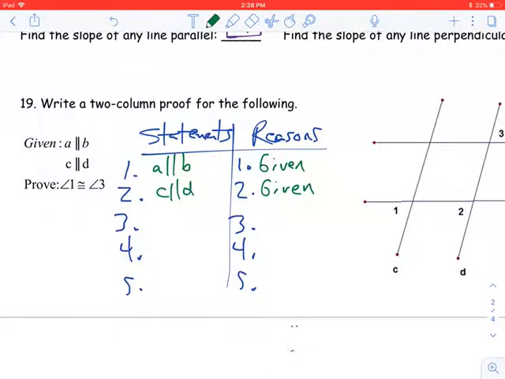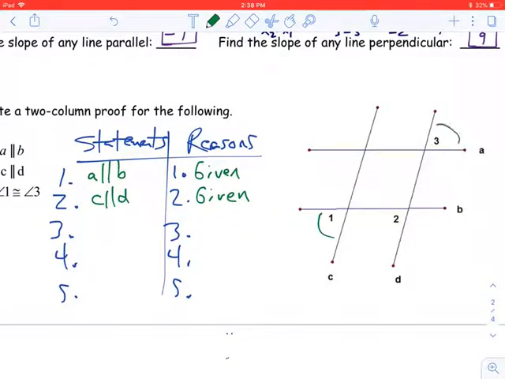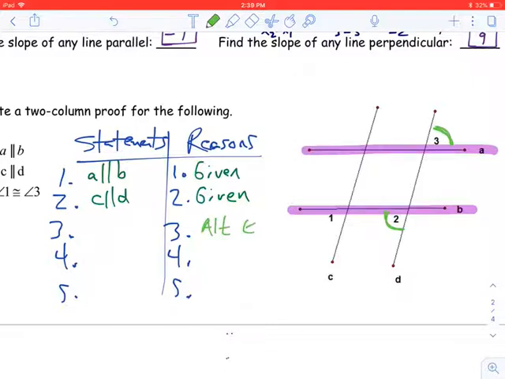So 1 congruent to 3, these two don't have a relationship, so I can't say those are congruent yet. Now, what I can say is, well, A and B are parallel. What 2 angles are connected with the parallel lines? Well, look here. 2 and 3 are alternate exterior. So my reason, alternate exterior, that's the relationship. And we know alternate exterior angles are congruent. So angle 2 is congruent to angle 3.